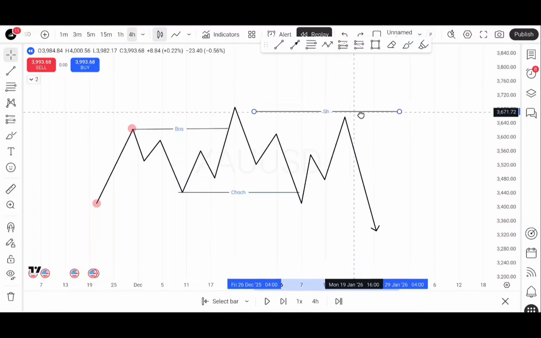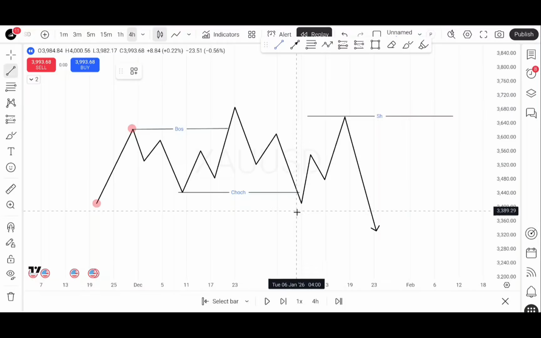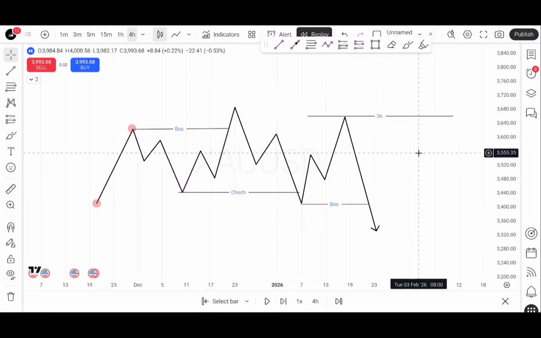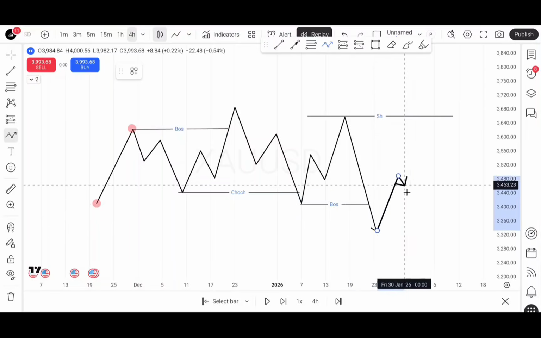So now we update our swing high because we have a new trading range. After updating our swing high, we mark out our break of structure. Simple. You see, now we have a new trading range. What are we expecting? We are expecting a pullback.